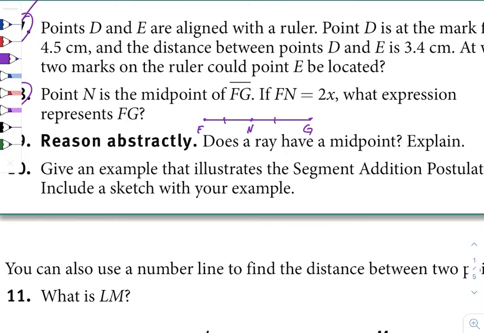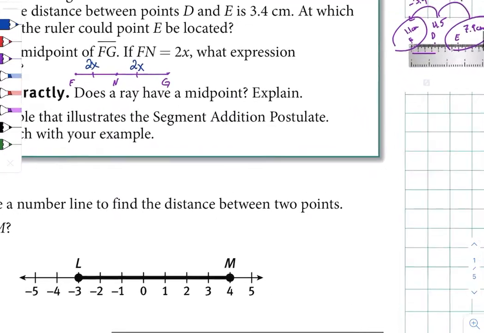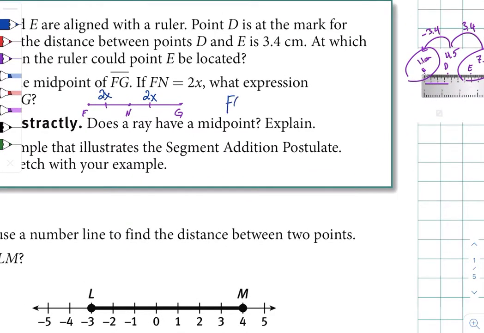I know these two sides are the same. It says FN is 2x, so that's going to be this half. That means the other half is also 2x. They're the same. So if FN is 2x, NG is 2x. What expression represents FG? Well, I could just add those two halves together. So FG is going to be equal to 2x plus 2x, and that would give us 4x by combining like terms, since they're both x terms. If I have two of them plus another two of them, that gives me a total of 4x, which is now the expression for FG.